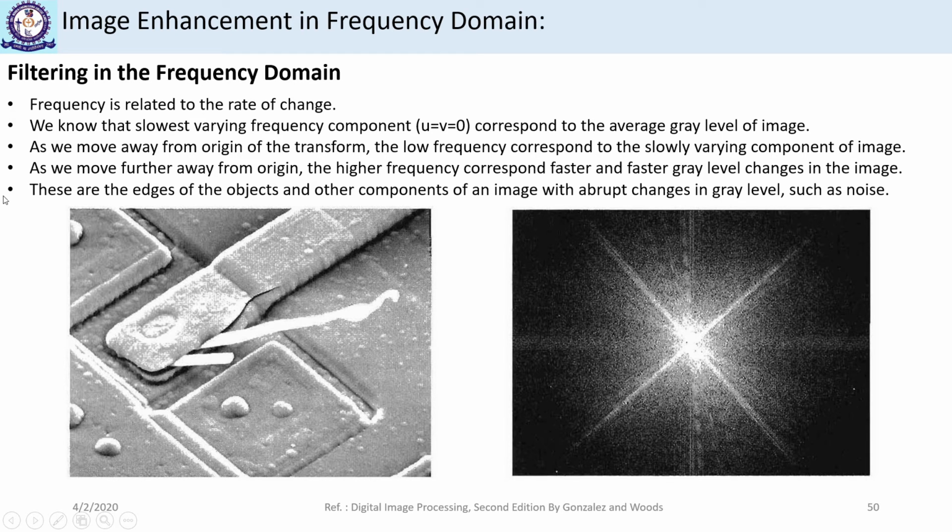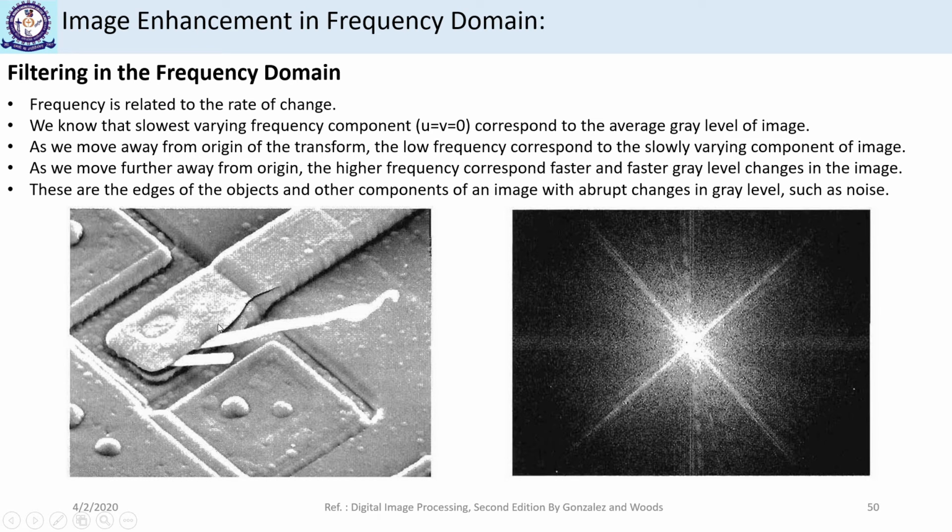Now these higher frequency components are the edges. These are the edges of the objects and other components of the image with abrupt changes in the gray level, such as noise. So the edges in the image and the abrupt changes in the image are represented by the high frequency components of the Fourier transform, that is F(u,v).